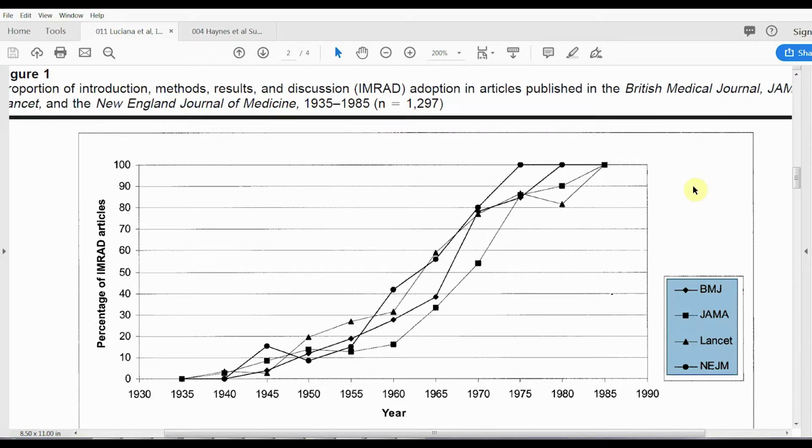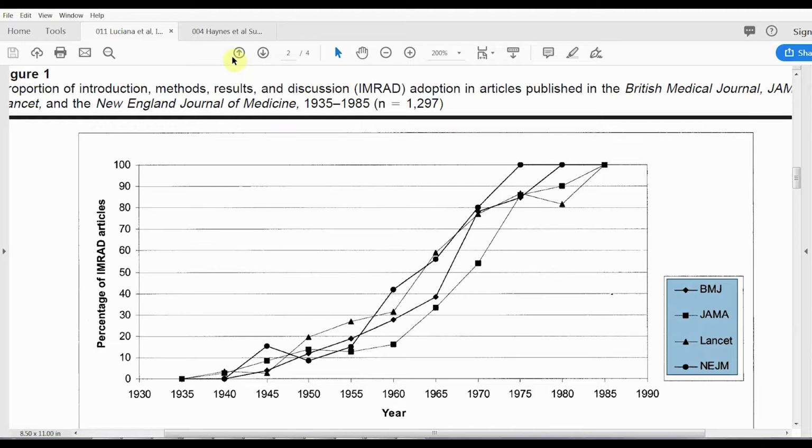IMRaD style is efficient. Doctors and scientists are busy people. They do not have time to go through articles that are written in sort of a random style. They want to get the information that matters, and IMRaD always has this structure that allows you to know where you're going to find the given information that you're looking for. So recognize that this is an absolutely dominant style of article in medical publishing, but also in lots of other areas of science as well.